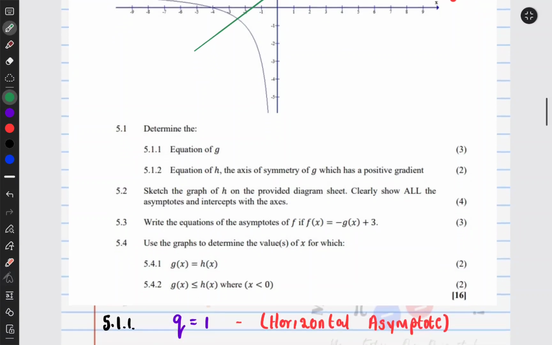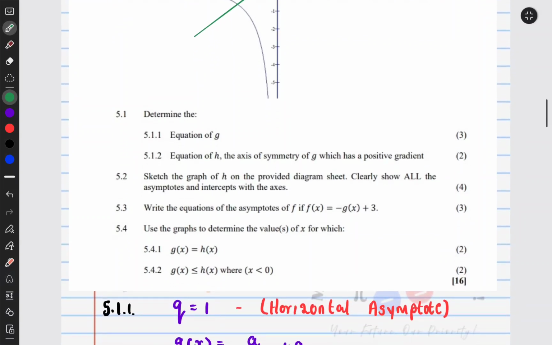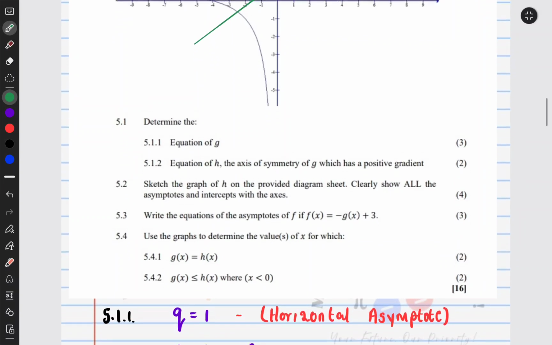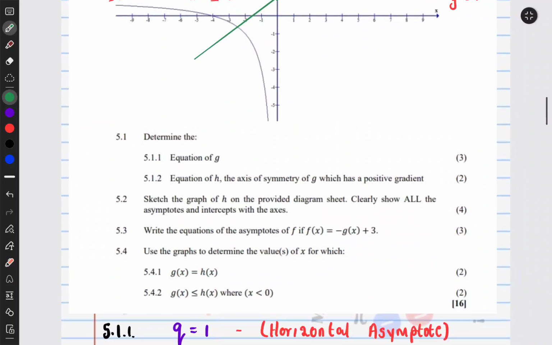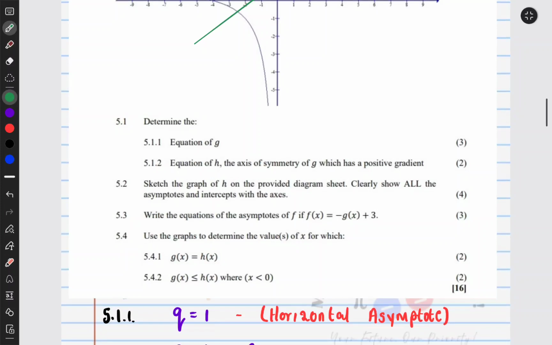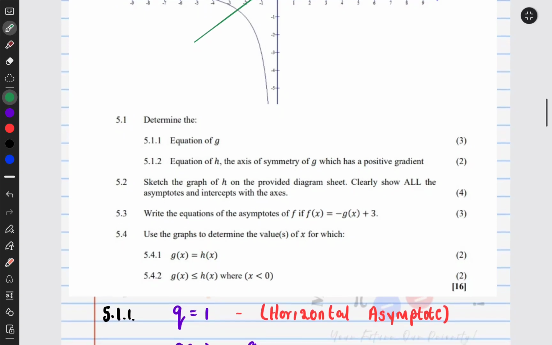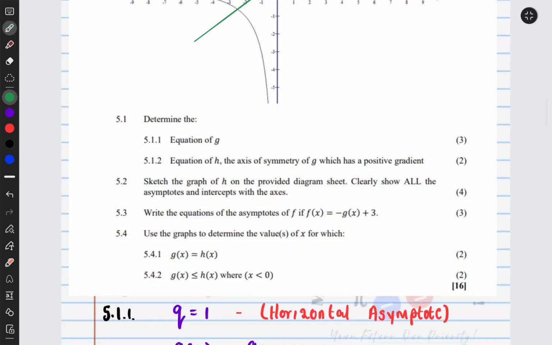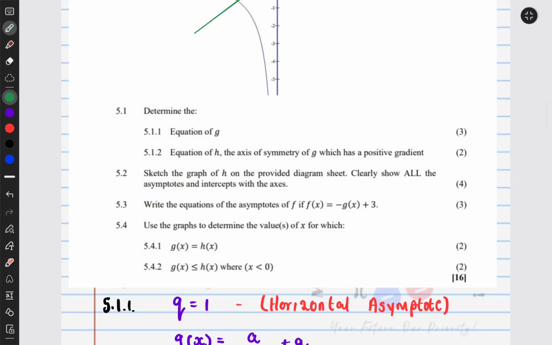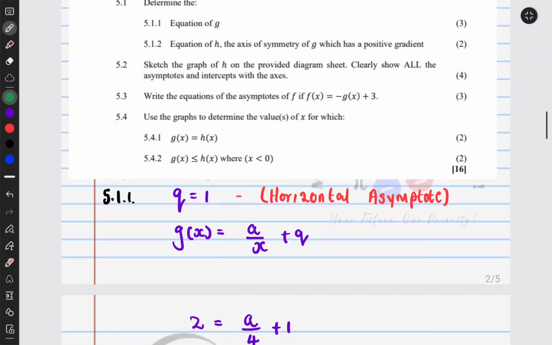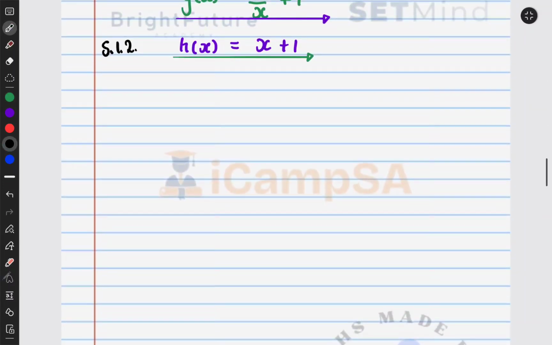Okay, and then next, sketch the graph of h on the provided diagram sheet. Clearly show all the asymptotes and intercepts with the axes. The graph of h is just a straight line, so it doesn't have an asymptote. What do we have to actually calculate here? It's just the intercepts for 5.2, and then we're going to go ahead and sketch the graph.